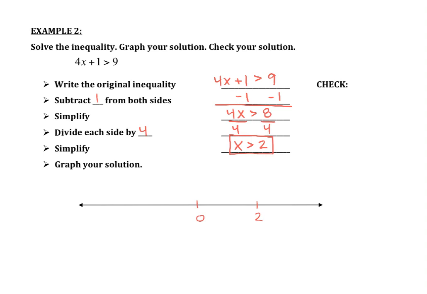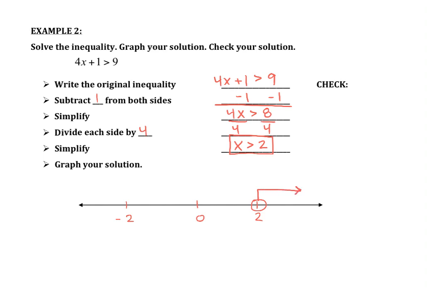So I'm going to put 0, 2, and negative 2 on my number line. This one is an open circle because x is not equal to 2. 2 is the starting point, but not one of the solutions. And then x is greater, so I go to the right.